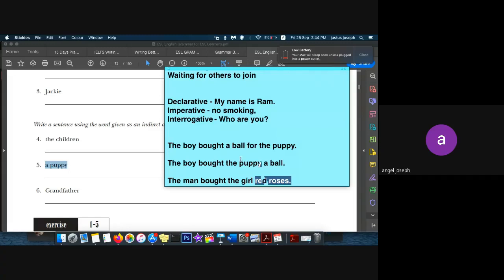So here, why are you thinking that the man bought the puppy? The man bought what? What did the man buy? The boy bought what? A ball. For whom? The puppy.